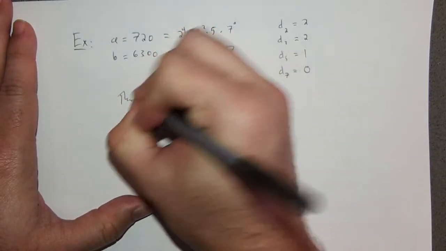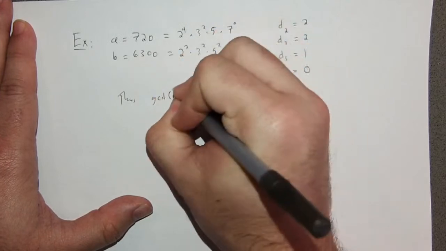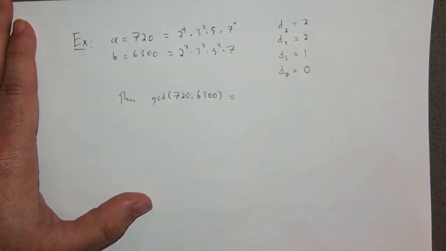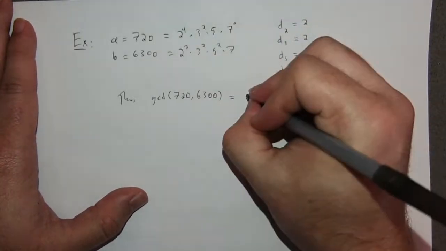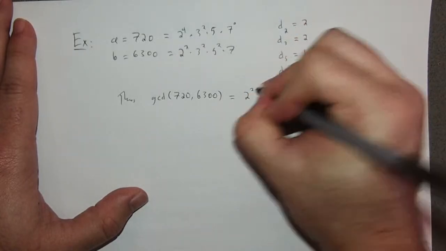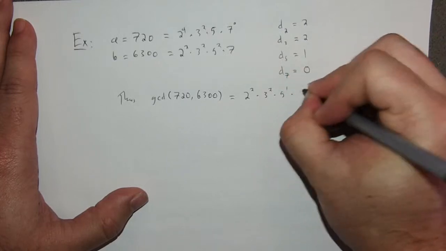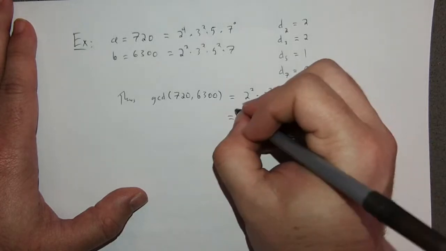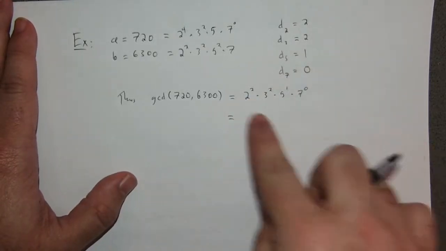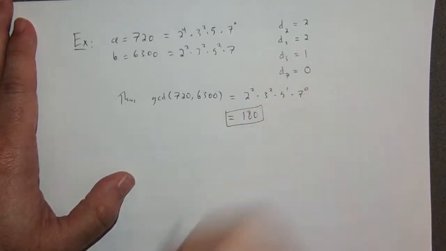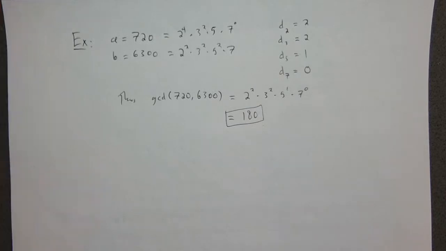Thus, the GCD of 720 and 6300 is what? So it's 2 to the d sub 2, so that's 2 squared times 3 squared times 5 to the first times 7 to the 0, and then I don't write out any of the other 0 exponents. So this is 2 squared times 3 squared times 5, so that's 180. Okay, so that's a quick way of doing it, right? Okay. Similarly, you could compute the LCM here.